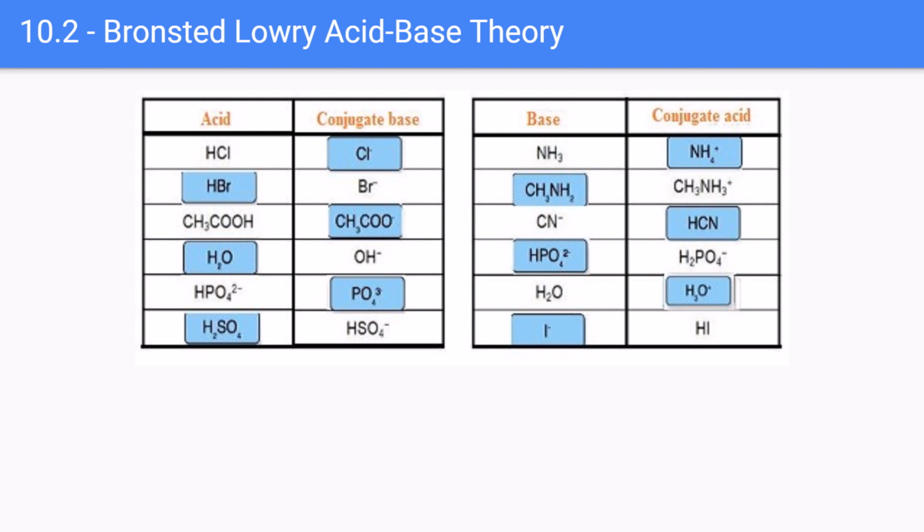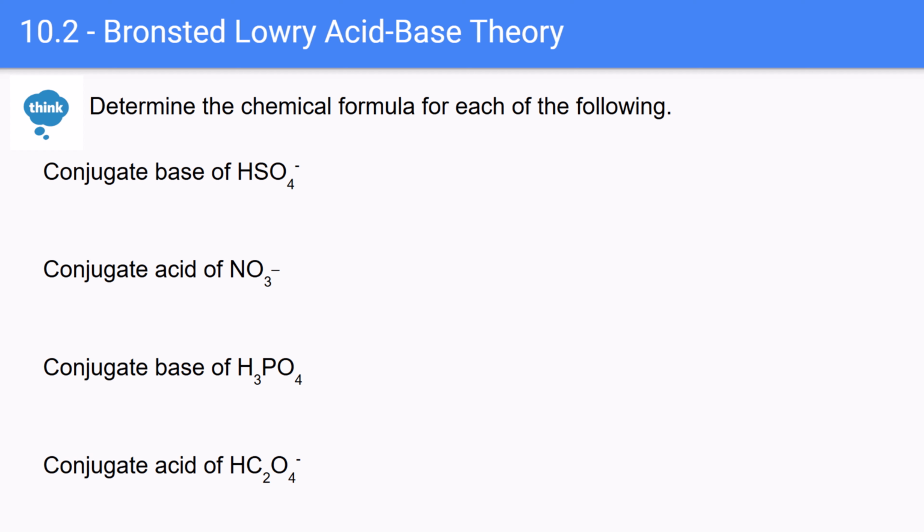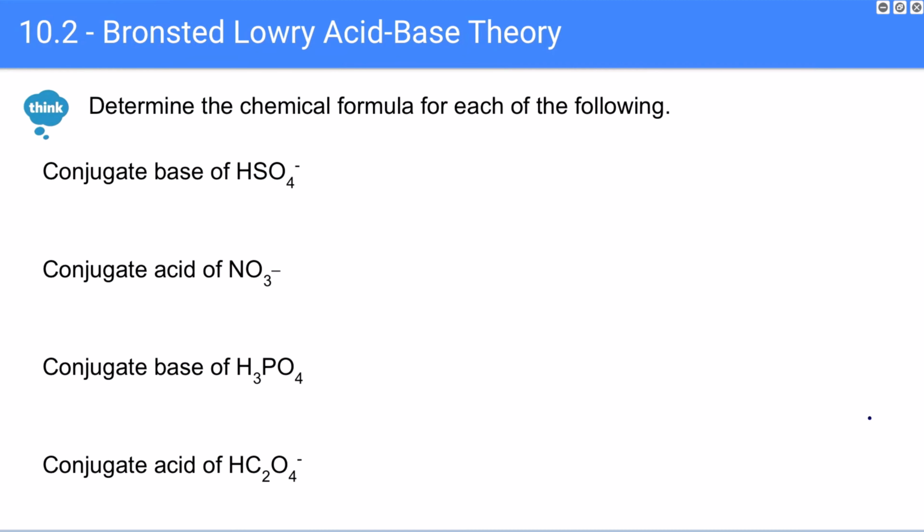Take a look very closely at what has donated its hydrogen and what has accepted the hydrogens as you go through and observe. So based off of that information, I'd like you to determine the chemical formula for each of the following, thinking about whether it is going to have gained a hydrogen or lost a hydrogen based on the information we just discussed. Take a few moments, we'll come back, and we will answer these questions in just a moment.